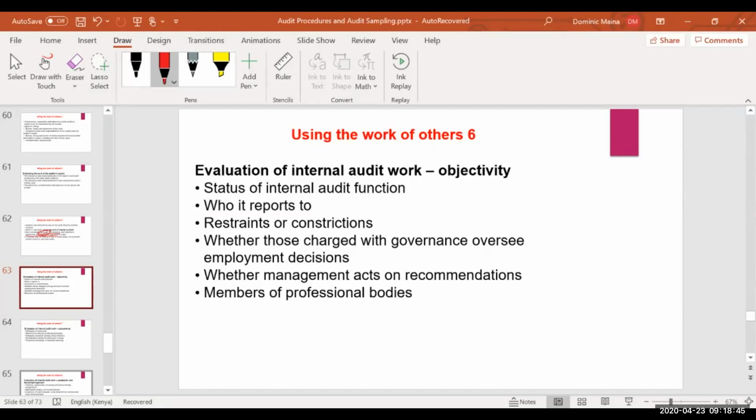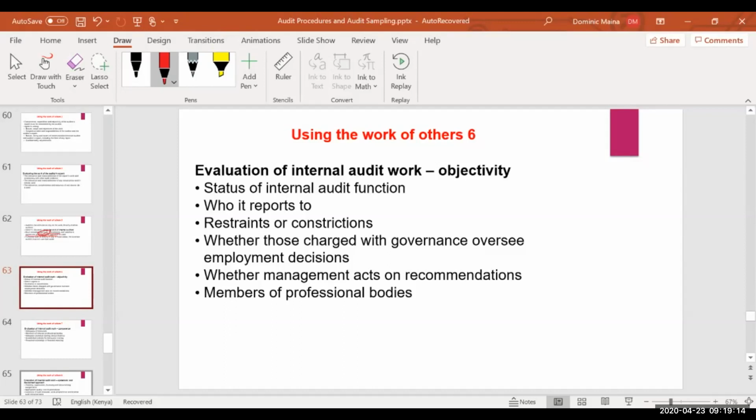Then something else you can check is whether those charged with governance oversee the employment decision. When it comes to the employment of the internal auditor, are they just employed like any other employee? It's not like they should be employed as anything special. However, it's good that the board is involved when it comes to the hiring of those internal auditors, or maybe the head of the internal audit department. It needs to be done through the board if possible.